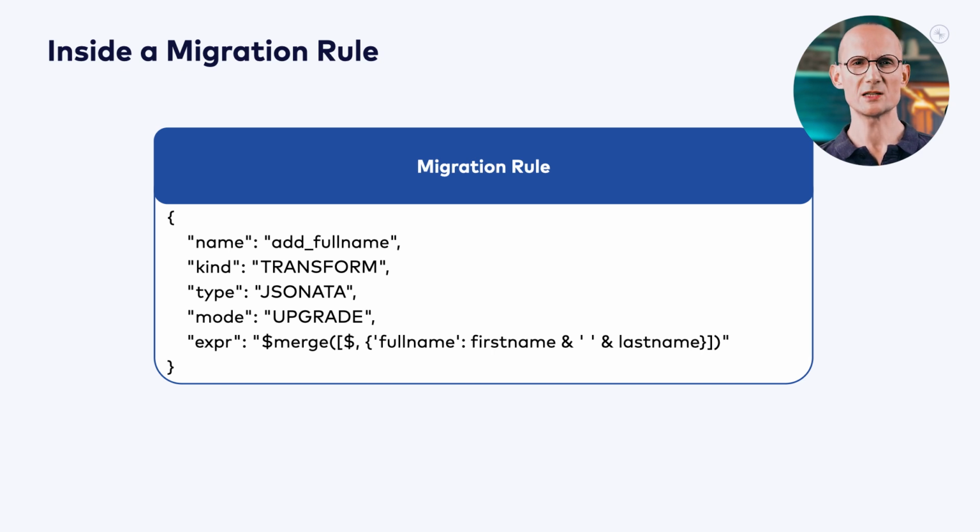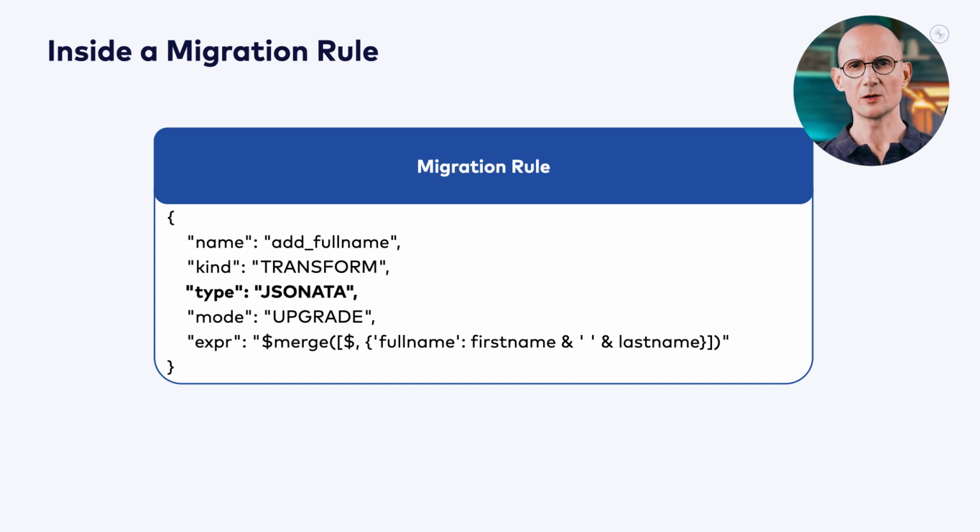Imagine we want to create a new field called full name, which concatenates the first name and the last name fields in a message payload. First of all, we give the rule a readable name. Next, we specify the kind of rule as transform. There's another kind of rule called condition, which I talked about in my video on domain validation rules.